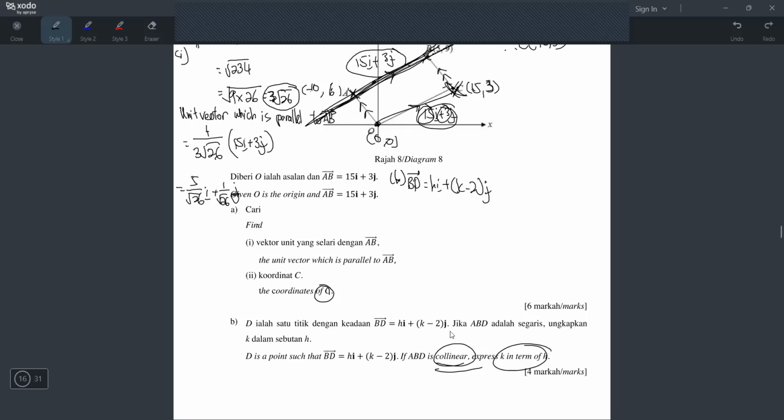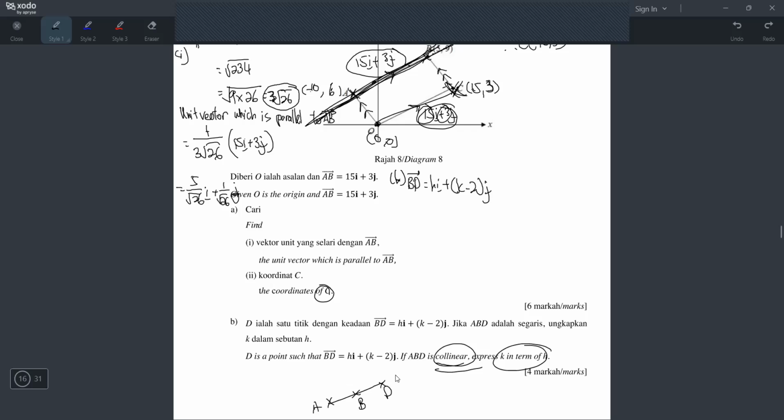If A, B, D is collinear, what can you do? Collinear means parallel. Imagine if you cut this line BD and put it beside the AB line. These two lines will be parallel, right? So if parallel, what can you do in vector? In the world of vectors, if two vectors are parallel, what can you do? I taught this in class before. If you have two vectors that are parallel, you can equal them, but you must add a k. Both vectors can be equal, but add k.